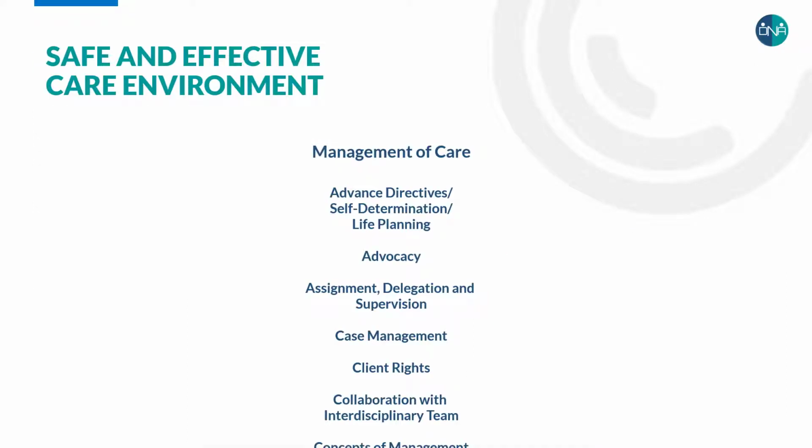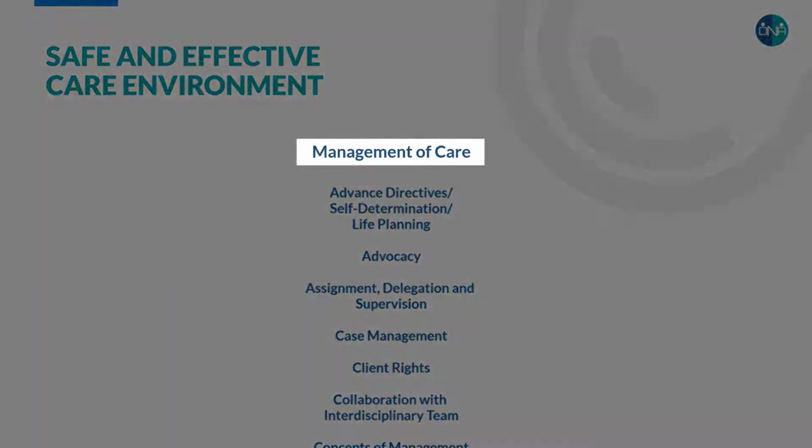The first category is the safe and effective care environment. In here, you as a nurse promote achievement of client outcomes by providing and directing nursing care that enhances the care delivery setting in order to protect clients and healthcare personnel. The first subcategory is the management of care. In here, you as a nurse should provide and direct nursing care that enhances the care delivery setting to protect the patient or the client and the healthcare personnel or your colleagues.